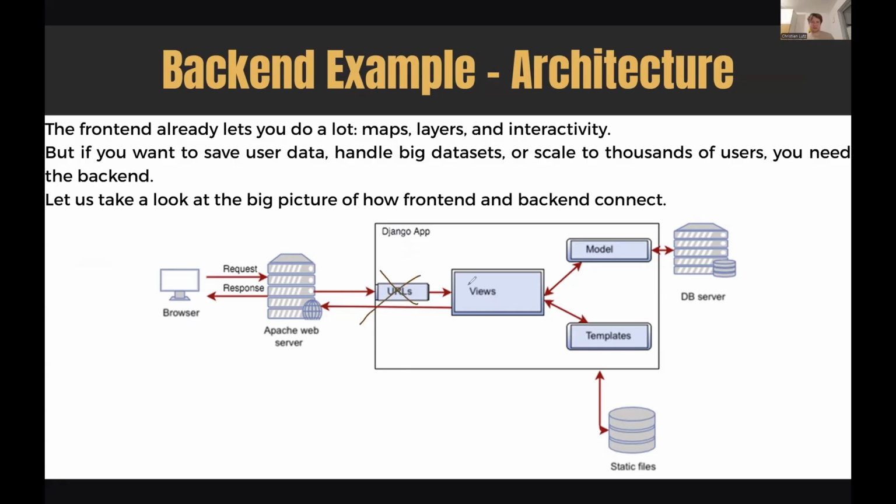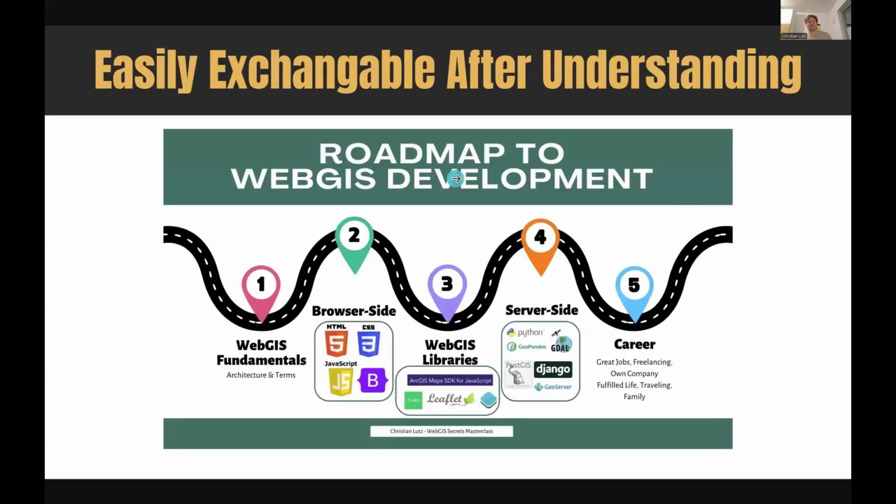There's no urls.py. This mapping is clarified directly in views.py. Of course, there's no views.py in Node.js, but in the main script this is clarified. Everything goes inside there in Node.js, and it's very simple. You will do all of this stuff. It's the same, basically absolutely the same. So you can easily exchange everything afterwards.